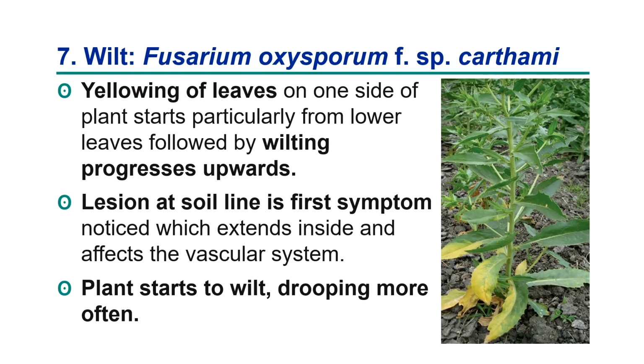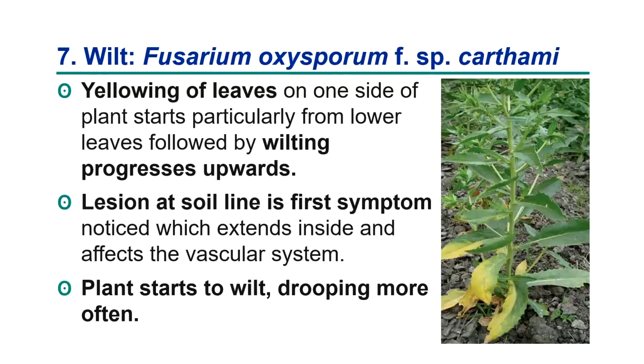The next important disease of safflower crop is wilt. It is caused by Fusarium oxysporum f. sp. carthemi. So in this disease, what happens? The vascular bundle, particularly the functioning of xylem, is affected adversely, and therefore the transport of water is stopped. Yellowing of leaves starts on the side of the plant, particularly from the lower leaves, followed by wilting progressing upward. Lesions at the soil line are the first symptom, which extends inside and affects the vascular system, which is mainly xylem.